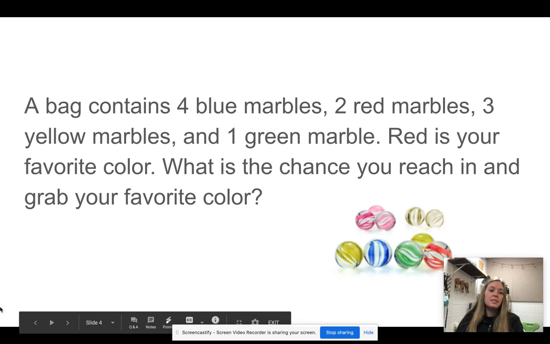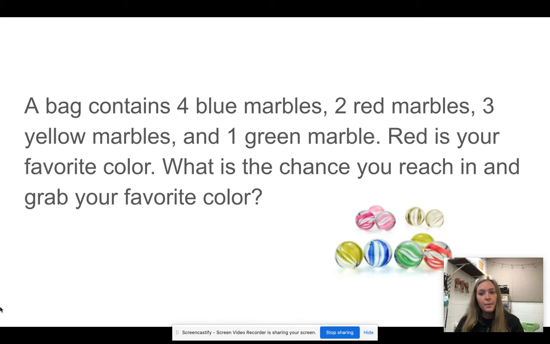Let's do a practice. So, a bag contains 4 blue marbles, 2 red marbles, 3 yellow marbles, and 1 green marble. Red is your favorite color. What is the chance you reach in and grab your favorite color? Okay, what do you think here?